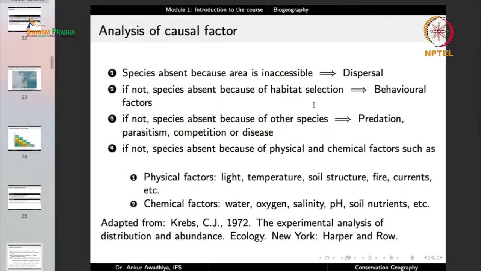If not, the species can be absent because of other species. We can have things like predation or parasitism or competition or disease. If not any of these, then the species can be absent because of physical and chemical factors, like physical factors including light, temperature, soil structure, fire, currents and so on, and chemical factors like water, oxygen, salinity, pH, soil nutrients and so on.